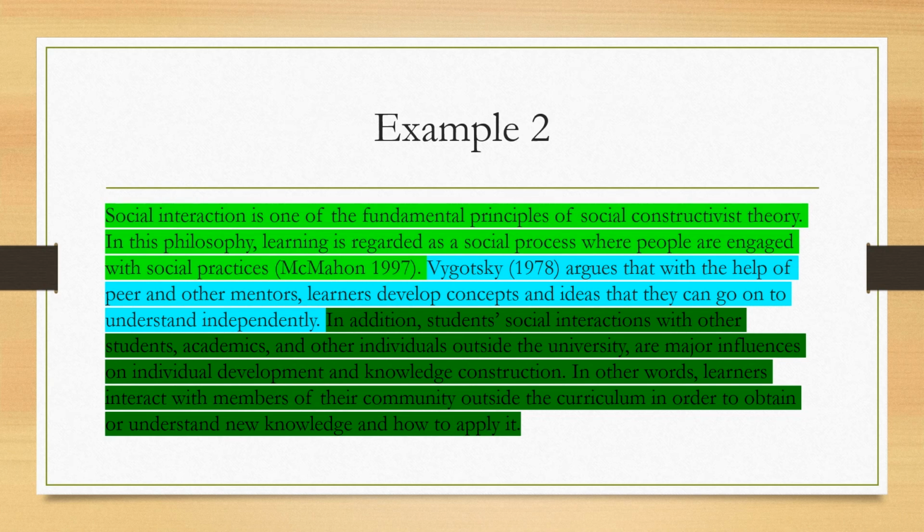In addition, students' social interactions with other students, academics, and other individuals outside the university are major influences on individual development and knowledge construction. In other words, learners interact with members of their community outside the curriculum in order to obtain or understand new knowledge and how to apply it. Oh, big sentences. All right, so that's cool. We can see some examples of analysis there.